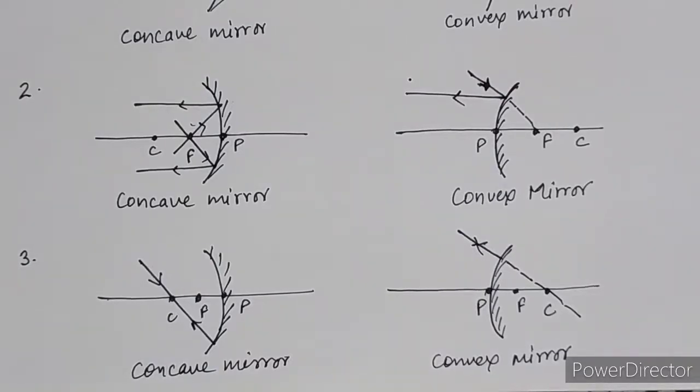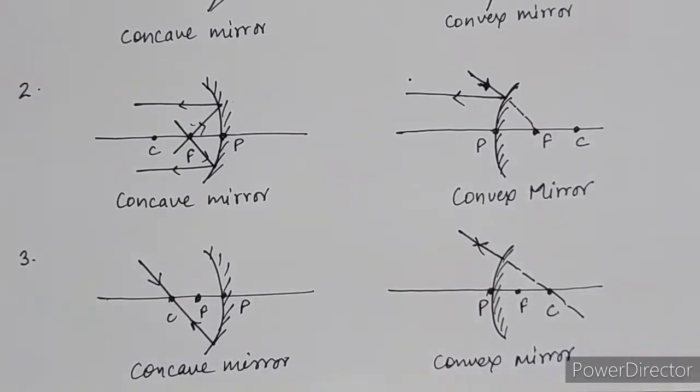First, when the light rays are parallel to the principal axis and incident on the reflecting surface, after reflection they pass through the focus point. When the light rays come through the focus, then after reflection they become parallel to the principal axis. And if the incident ray passes through the center of curvature, after reflection it returns back on the same path. Okay, clear? And the fourth one is that when the light rays are incident on the pole, they follow the laws of reflection, that the angle of incidence is equal to the angle of reflection.